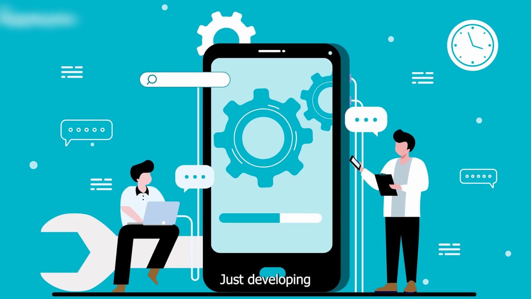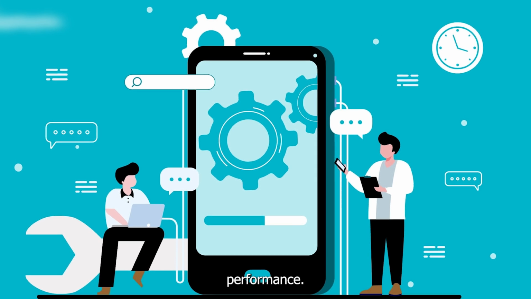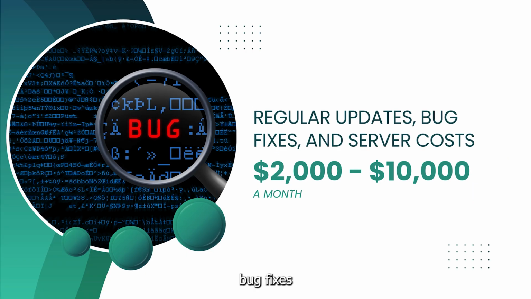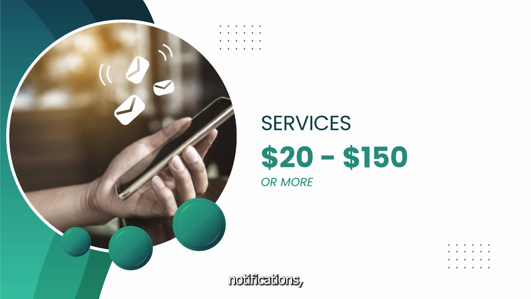Maintenance and additional costs. Now, let's not forget about maintenance. Just developing your app isn't enough, you'll need to maintain it to ensure smooth performance. Regular updates, bug fixes, and server costs can range from $2,000 to $10,000 a month. You'll also need to pay for services like push notifications, payment gateways, and App Store fees, which can add anywhere from $20 to $150 or more to your monthly expenses.